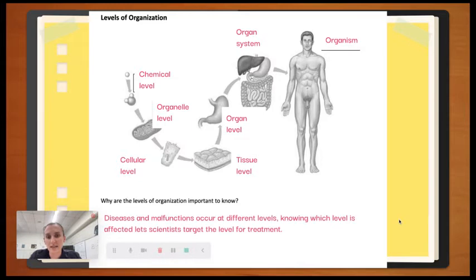So let's put that down in our packet under the question, why are the levels of organization important to know? And that reason is that diseases and malfunctions occur at different levels. So knowing which level is affected lets scientists target the level for treatment. So you need to know if you're targeting the cellular level, if you're targeting the organ, if you're targeting the organ system, if you're targeting the entire organism.